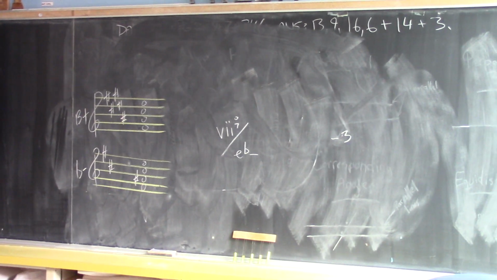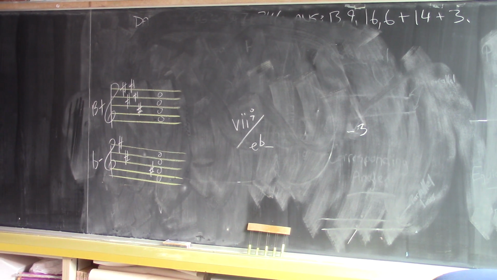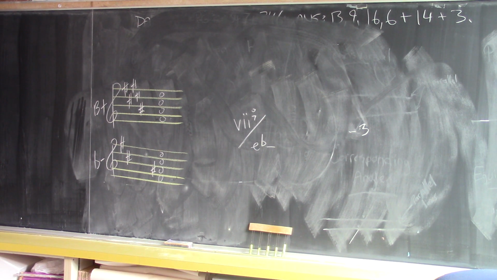Okay, top one, last line. Top line, last one, A, C, E flat, G flat. Okay, so it's a diminished, right? Diminished seventh of B flat minor.